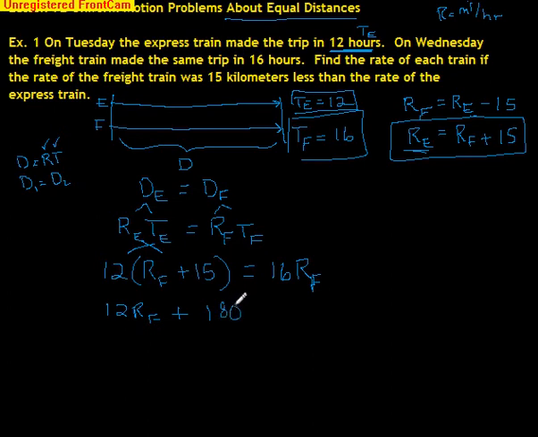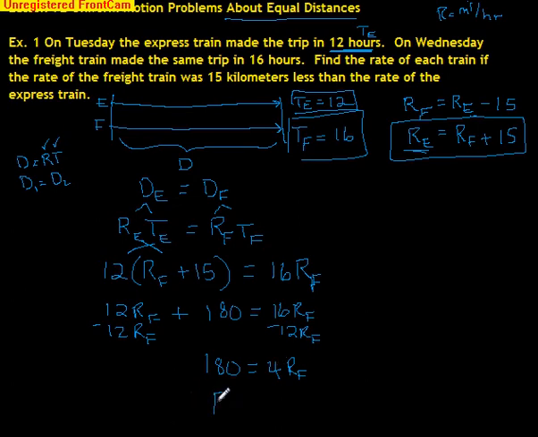180 equals 16 rate of the freight train. Variables on one side, numbers on the other, so I'm going to subtract 12 rate of the freight train from here, and I'm going to subtract 12 rate of the freight train from here. And so I get 180 equals 4 rate of the freight train. Divide our 180 by 4, and we get 45.